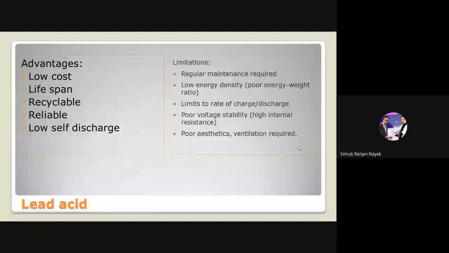Some cycle limit is there. Then poor voltage stability, high internal resistance. Definitely it has high internal resistance because inside it some hydrogen sulfide is there, some liquid is there, and we pour distilled water. So definitely the internal resistance must be high. Then ventilation is required. If you keep this battery inside your room, then it is very dangerous for your safety. So definitely ventilation is required.